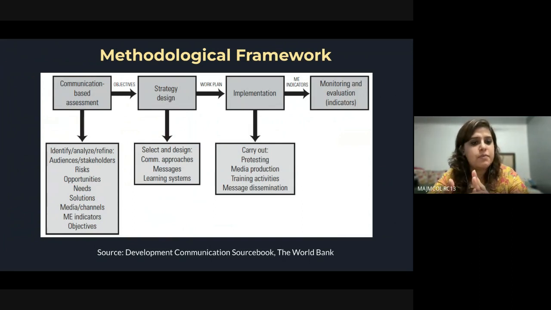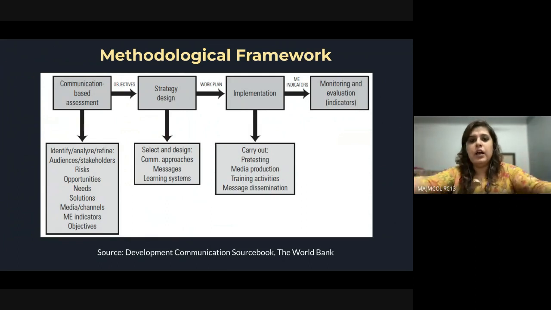So, different communities might have different risks as compared to another community. So, this particular stage, assessment, will define what kind of risks, opportunities, needs, solutions, and what kind of media channels can be used to eradicate those issues at hand. It also helps us to draw out the objective of the entire scenario.